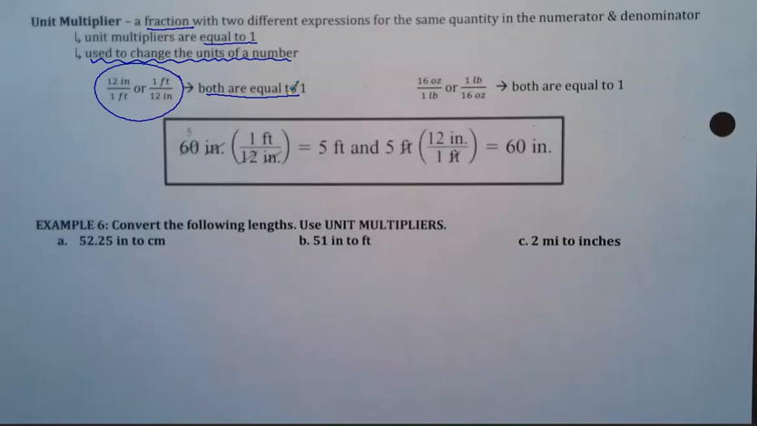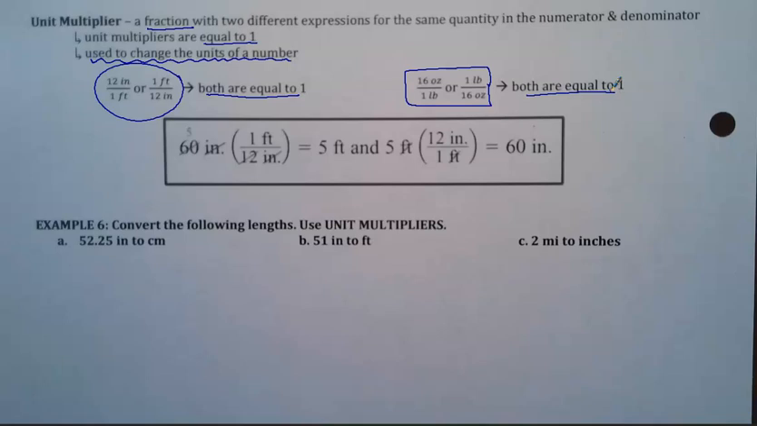Okay. Another one here that we can look at says 16 ounces is equal to 1 pound, or 1 pound is equal to 16 ounces. They're the same thing. They're both equal to 1. There's just two different ways to state the information.